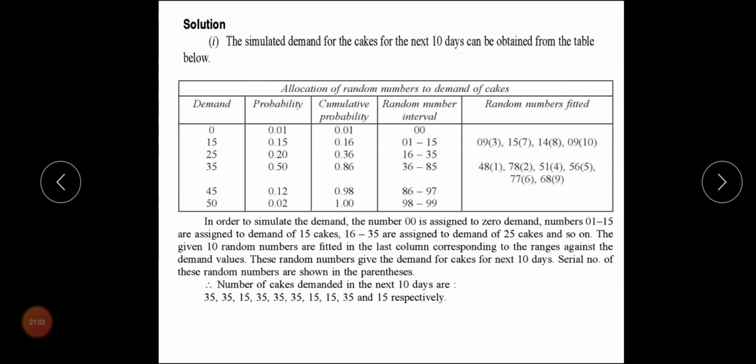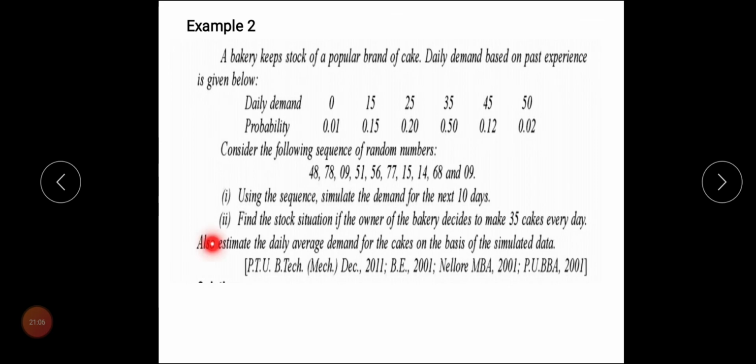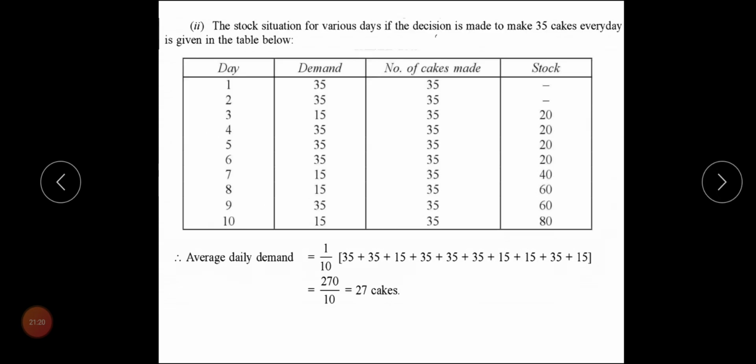And what is the third question asked? Also estimate the daily average demand for the cakes on the basis of simulated data. How to find out the daily average demand? It is a logical one. This is the actual demand, sum it and divide by 10. So this is the average. So 27 cakes is the average.